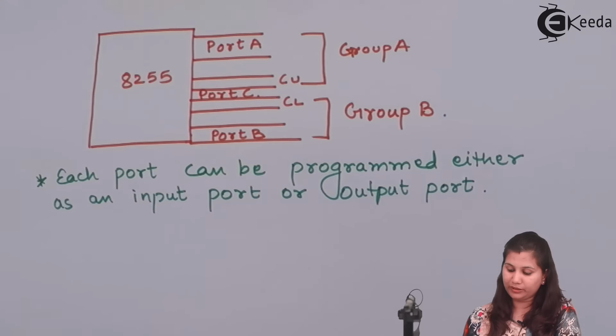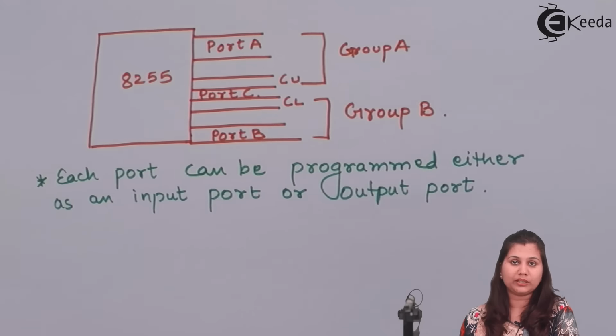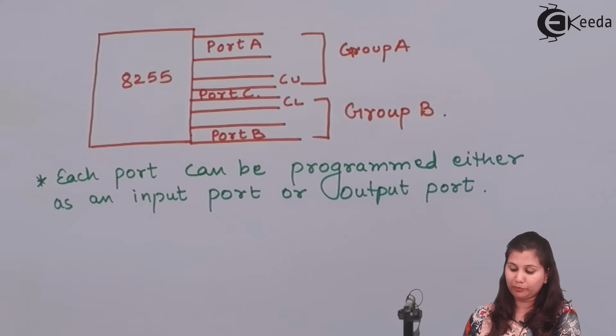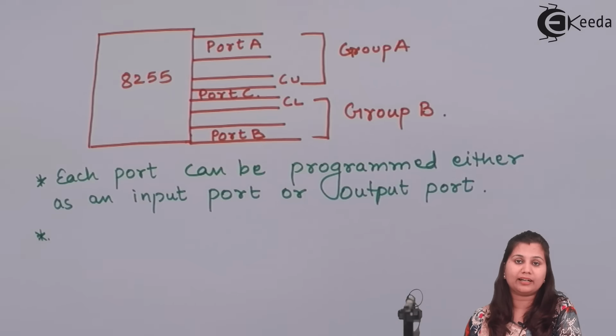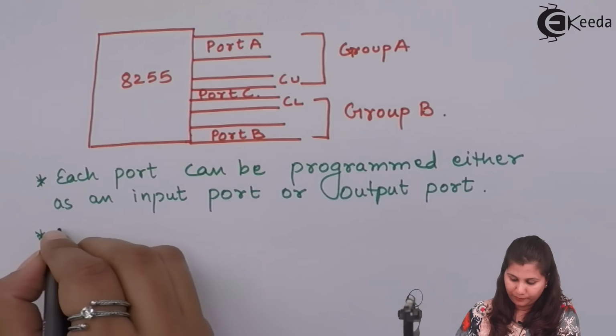And this description of how we are using the ports, whether as an input or output port, is decided by the modes of the 8255. There are different types of modes. Those modes define which port will be used as an input port and which port will be used as an output port.